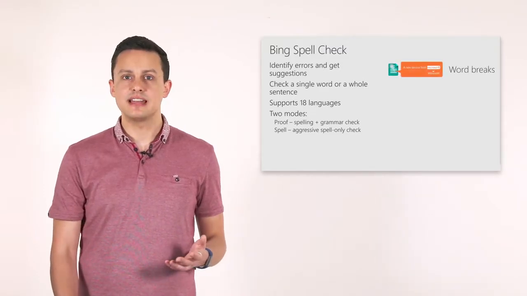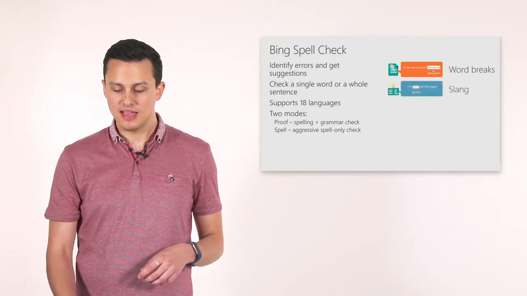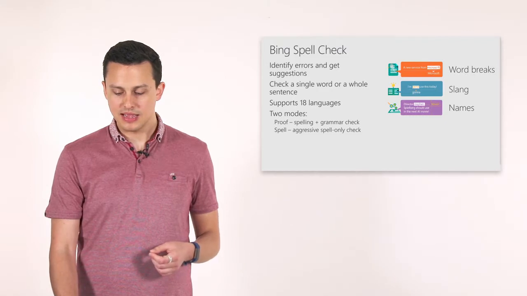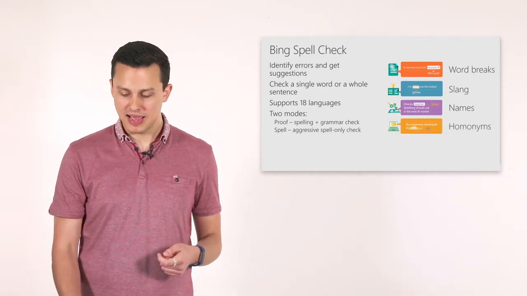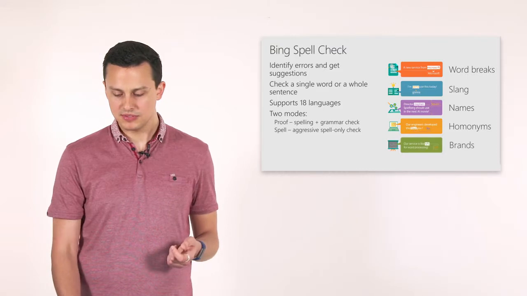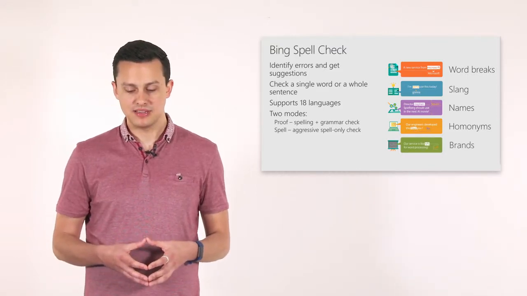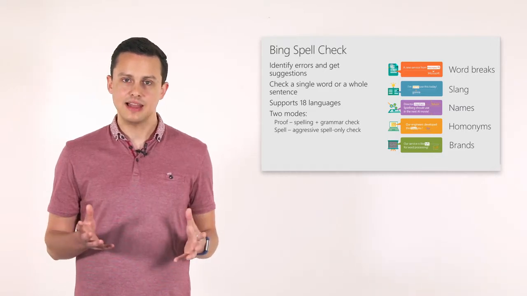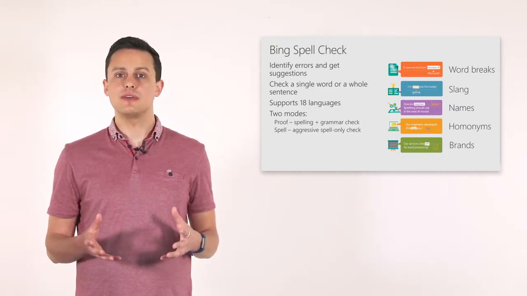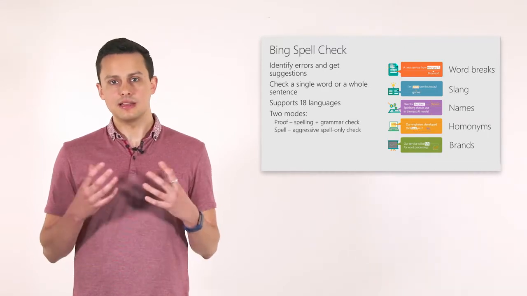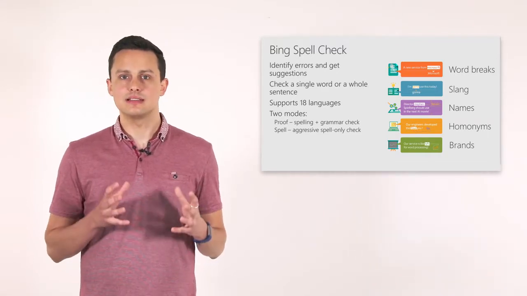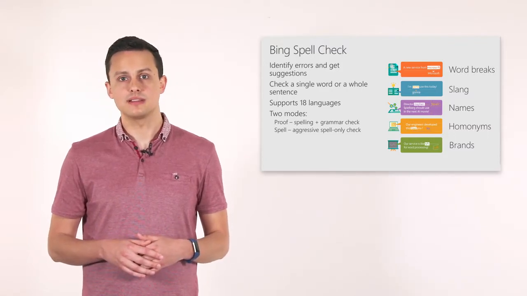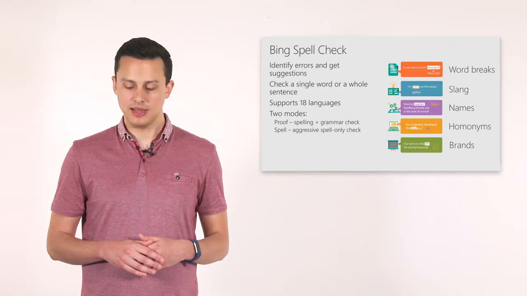The Bing spell check service can help in a bunch of different ways. It can fix incorrect word breaks, it can identify slang, it can find and correct proper names, it can detect homonyms, and it can also recognize brand names, in addition to standard spell checking functionality. It supports 18 languages, and it allows the natural language developer to ensure that the language that they reason over is correct and not have to build in additional logic to support queries that may contain misspellings.